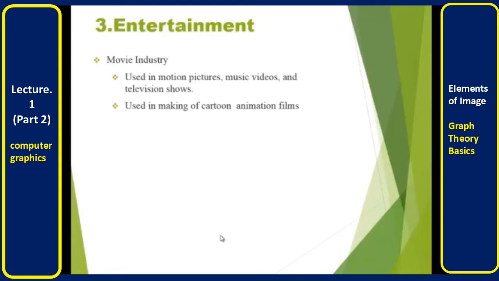For example, graphic objects can be combined with live action. We can combine the graphics image with the live action, or image processing techniques can be used to produce a transformation of one person or object into another person or another object. I already said, when we convert one image into another image, the technique we use is called morphing.